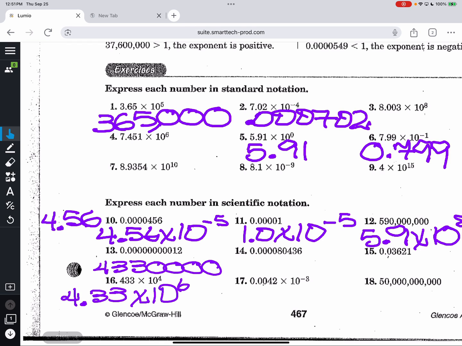What about 17? You work it. What should the number be? 4.2. Okay. And what'd you get for the exponent? -6. Good. So far, so good? All right, go to the next page, please.